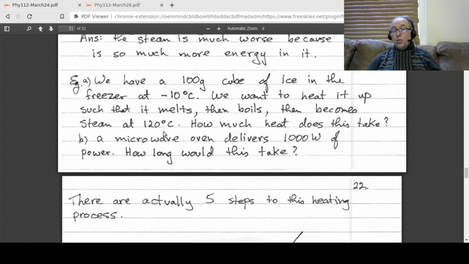And that means, remember what a watt is from our study of sound? It's joules per second. So that means that this microwave oven is going to give you 1,000 joules of energy every second. And so how long would it take in this microwave oven to convert this cube of ice at minus 10 degrees Celsius to steam at 120 degrees Celsius?